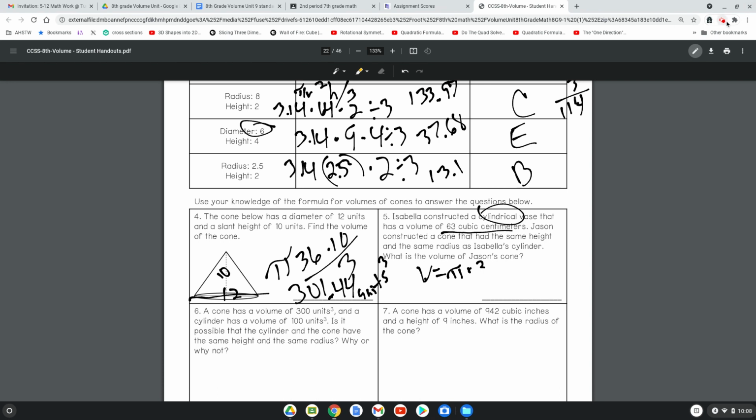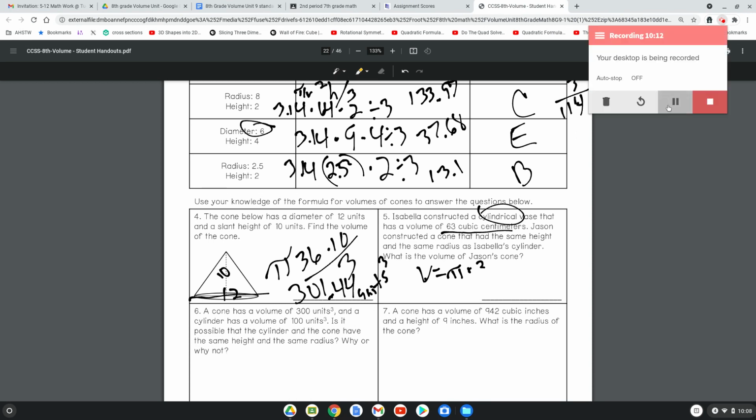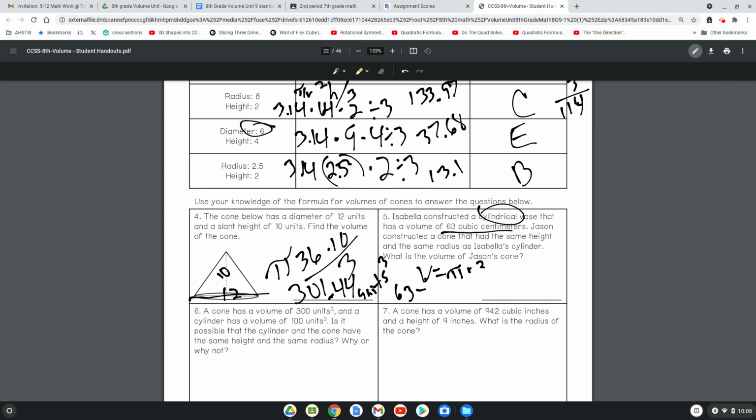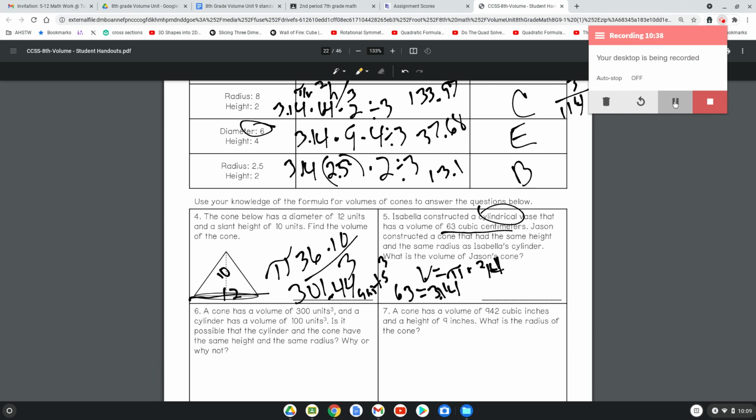I have to pause this for a second and think about this one. Okay, so I don't know, I had a brain fart. So the volume is 63 equals, and we know pi. Oh, wait, yeah, this is why I'm confused, because we also have to have the height in there. And we don't know the radius, and we don't know the height. So I am still confused on this. Oh my gosh, I had a total brain fart.